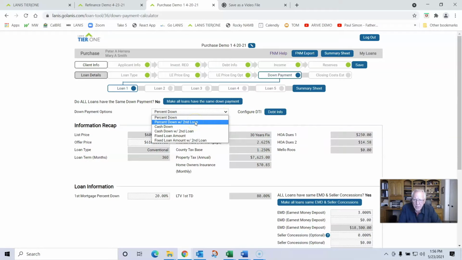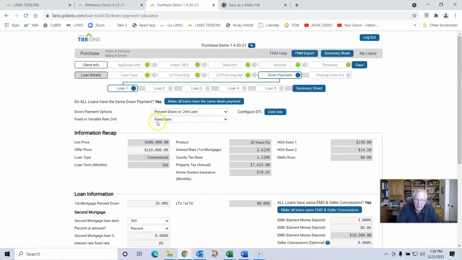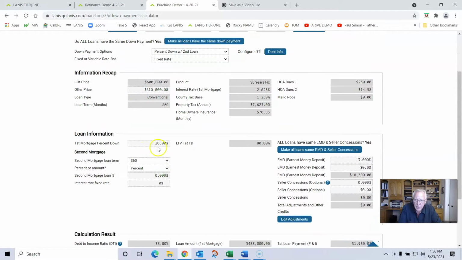But let's go ahead and take a percent down with the second loan. We're going to select a fixed rate versus a variable rate on this particular loan. And when we go down here, it's the old 80-10-10 with a 10% down payment. So in this particular situation, we always structure those with a 20% down. We want to fix the amount of the first with the maximum so we don't have any mortgage insurance or anything like that. We'll pick 360 months for the amortization. We'll use a percent down because we're going to do an 80, 10, and 10. So that's going to make our down payment.